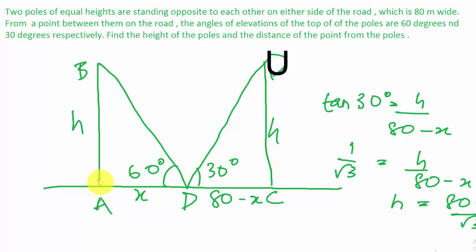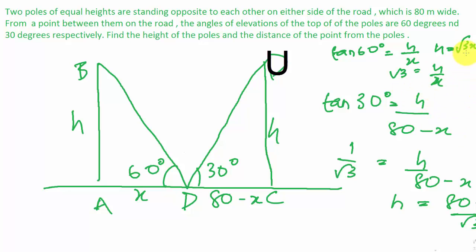Now, what is tan 60 in this case? Tan 60 degrees is equal to h by x. That is root 3 is equal to h by x. That is h is equal to root 3x.